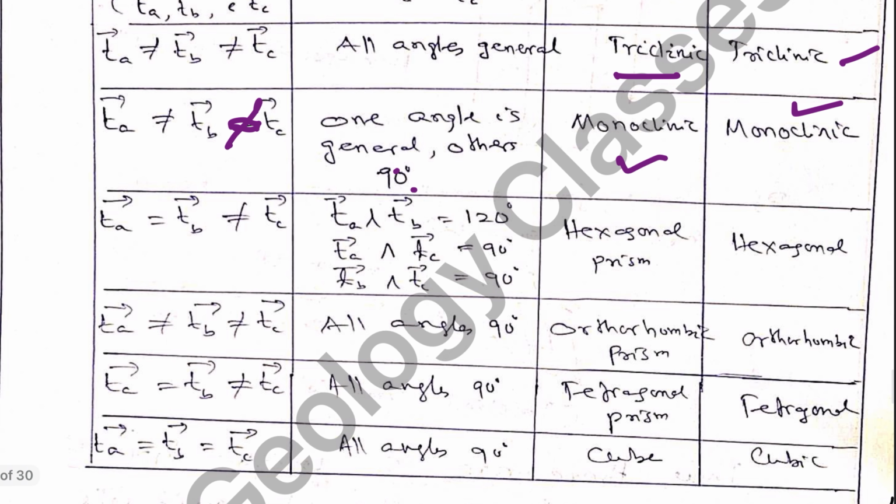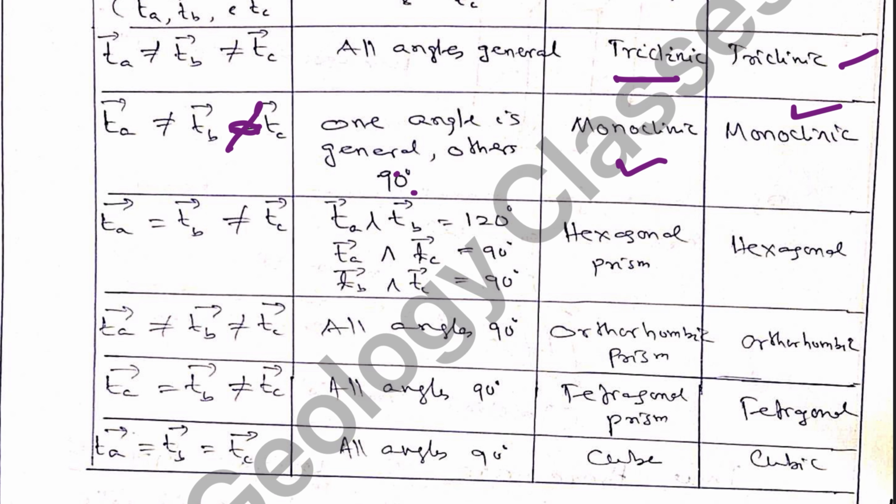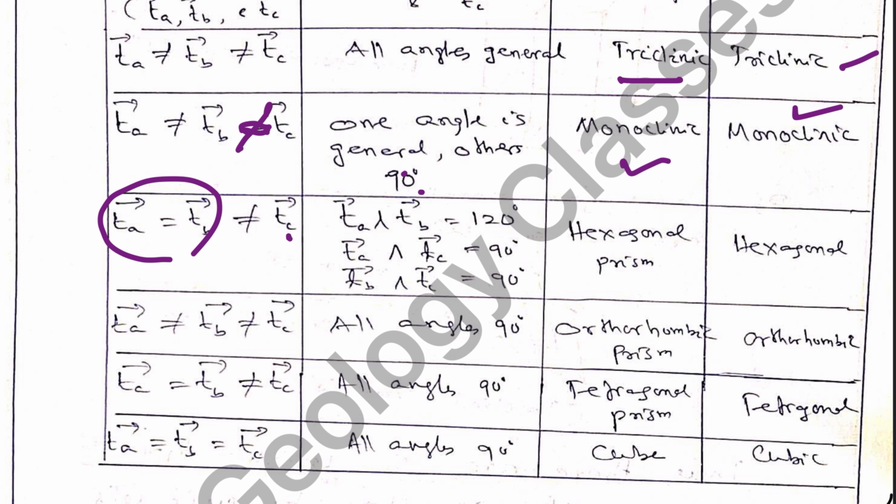If a = b = c, and these represent the horizontal axis, this is the vertical axis, and a, b is 120 degrees, a, c and b, c are 90 degrees, it will be a hexagonal prism, and the space lattice is a hexagonal space lattice. If a is not equal to b is not equal to c, and all angles are 90 degrees, it will be an orthorhombic prism and an orthorhombic space lattice.